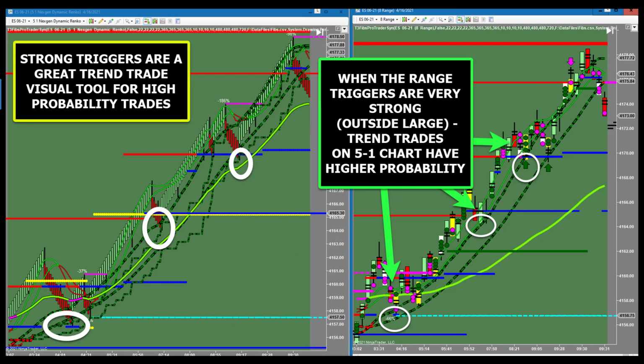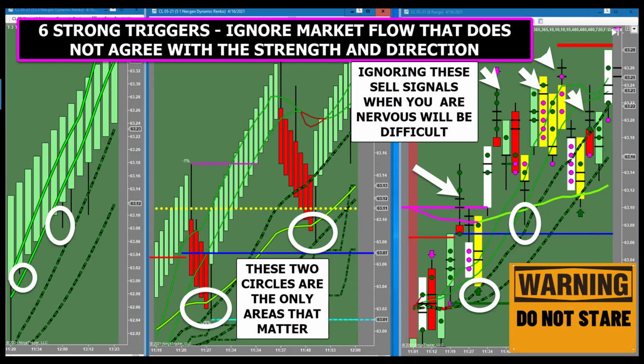Now we will look at a market flow chart along with the 5-1 chart. When you look at the market flow chart during a strong trend, remember to focus mainly on the small versus large trigger line location. The stronger the range chart triggers are, the higher the 5-1 trend trade probability of continuation to a target is. This slide will build upon the prior lessons.